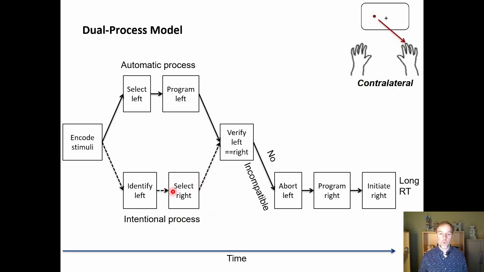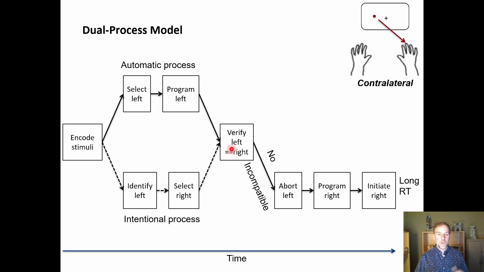So I'm going to select a right response. These pathways meet up and they say, hey, what do you want to do? Well, automatic wants to do left, intentional wants to do right. Oh, that's a conflict. Now, when there's a conflict, we are going to trust the pathway that thought more deeply about the instructions. We're going to trust the intentional process.